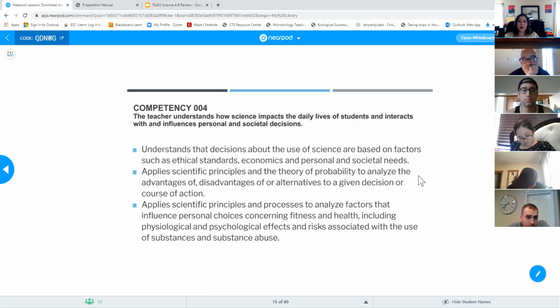And then apply scientific principles and processes to analyze factors that influence personal choices concerning fitness and health, including physiological and psychological effects and risks associated with the use of substances and substance abuse. So this one is something that will be discussed all the way from EC-6, from 6th grade and on, into high school, but making sure that students are making those correct choices in terms of what they're eating, and making sure that they understand you need to exercise, not using drugs, using tobacco, drinking alcohol, just stuff like that. So just being safe with your body. I think of this as more like a health concept.